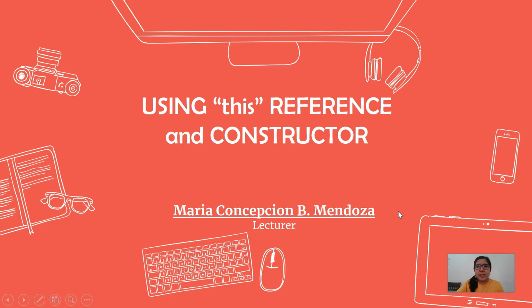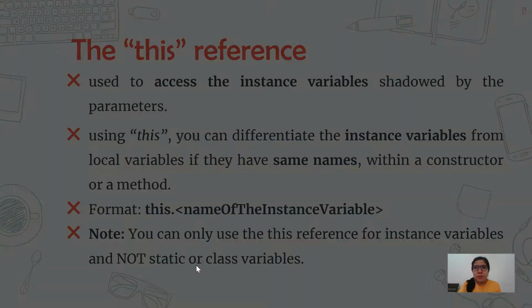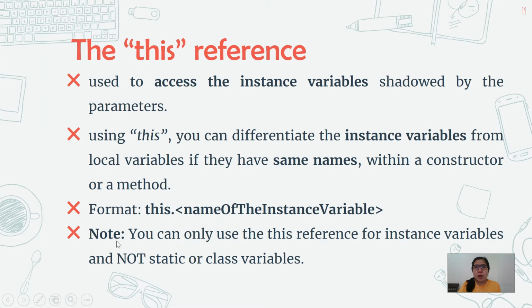Next topic is using this reference and constructor in Java. So what is the use of the this reference? The this reference is used to access the instance variables shadowed by the parameters. So when we say instance variables, these are our attributes declared in our class. Kumbaga ito yung mga na-identify na fields, particularly characteristics and properties ng ating class.